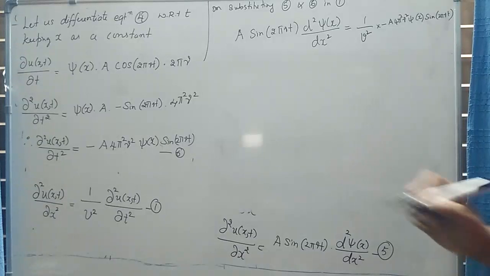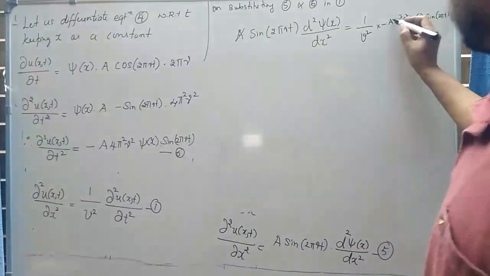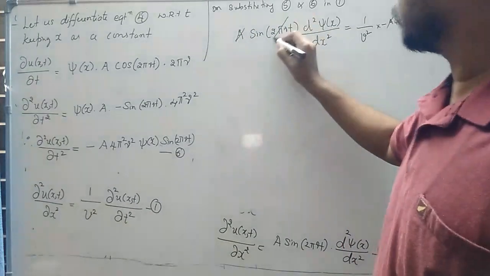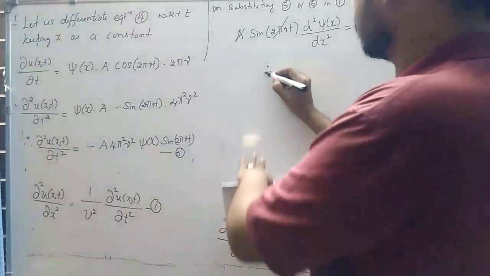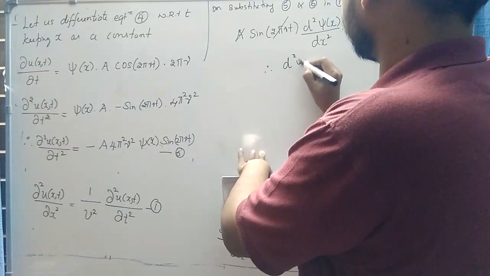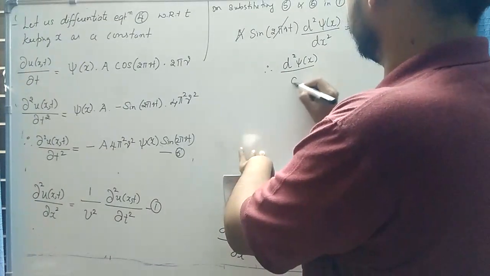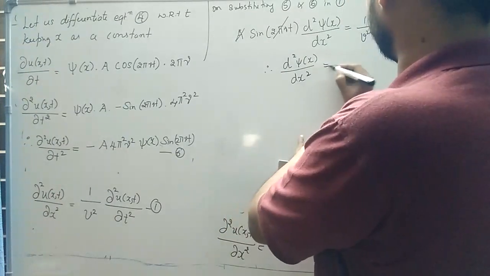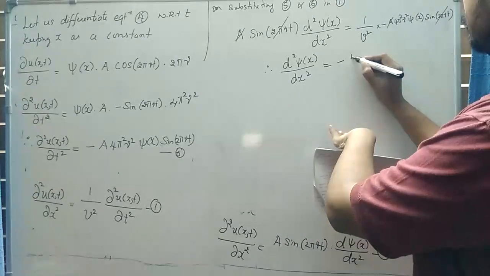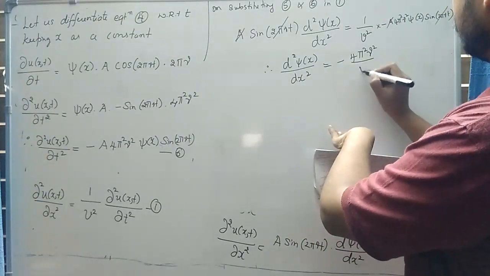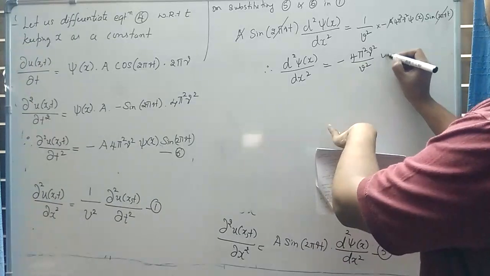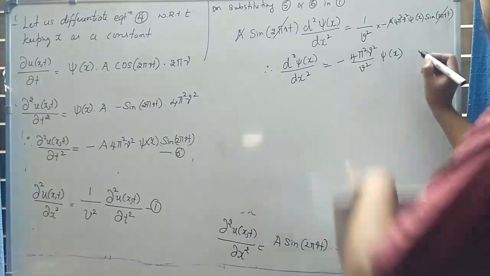Let us cancel out the common terms. A is common, gets cancelled. Sine 2 pi nu t also gets cancelled, and therefore we get d square psi of x divided by dx square is equal to minus 4 pi square nu square divided by v square into psi of x.